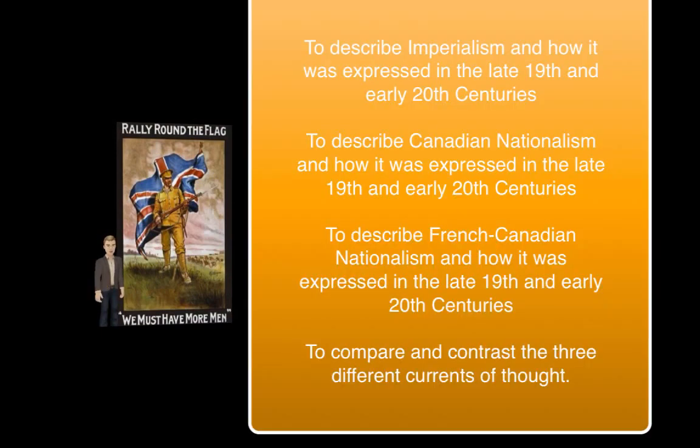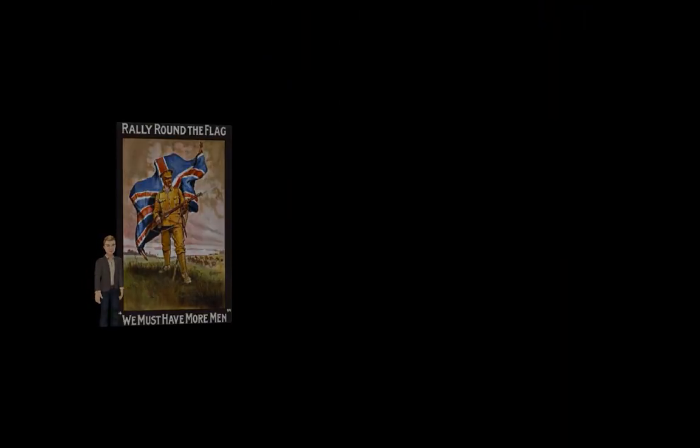The first learning intention is to describe imperialism and how it was expressed in the late 19th and early 20th centuries. The second learning intention is to describe Canadian nationalism and how it was expressed in the late 19th and early 20th century. And the third learning intention is to describe French-Canadian nationalism and how it was expressed. And the final learning intention is to compare and contrast the three different currents of thought.